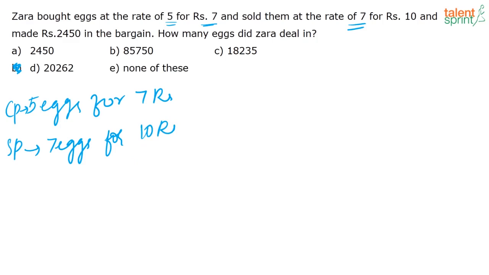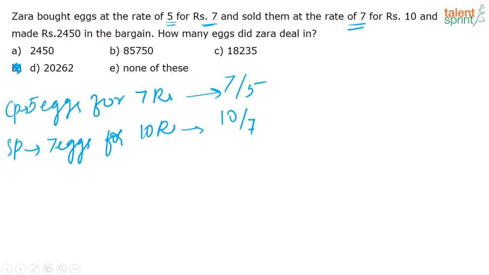Okay, now she has made 2450 in the bargain. See, the actual way in which you solve the question will be: what is the cost of one egg? It is 7 by 5. What is the selling price of one egg? It is 10 by 7. So what is the profit that she makes? 10 by 7 minus 7 by 5.